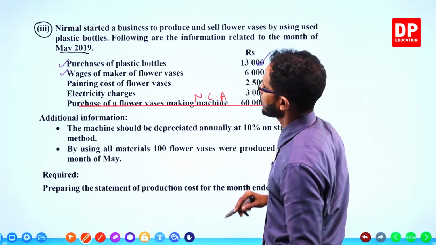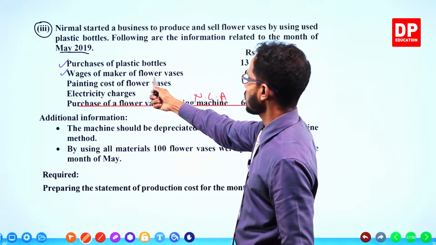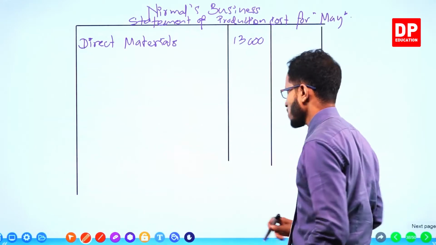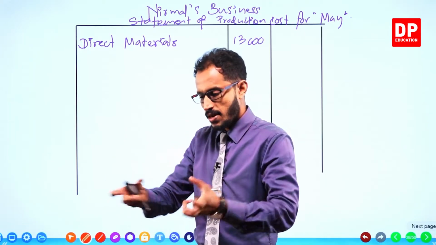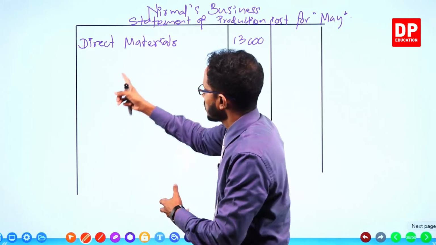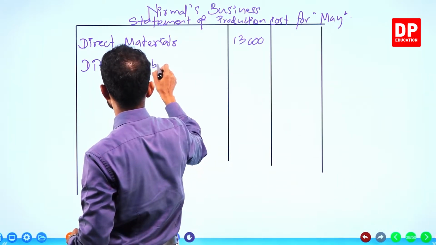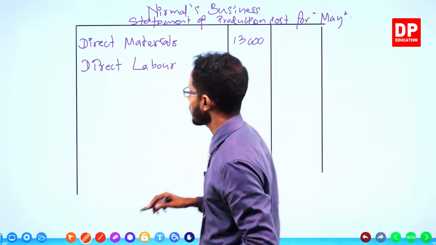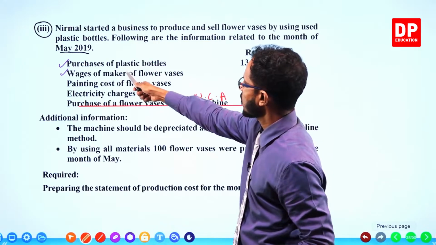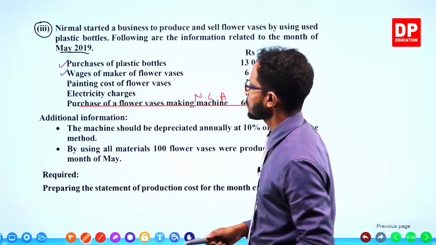That is this one. Purchase of plastic bottles taken. Wages of the maker of flower vases 6,000. This is the direct labor. The laborer who is directly involved in making the product is the direct laborer. Then the flower vase maker is the direct labor cost. Wages of flower vase maker, direct labor cost, and that is 6,000.